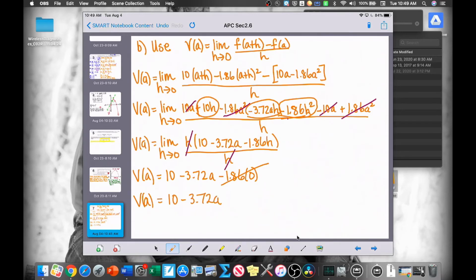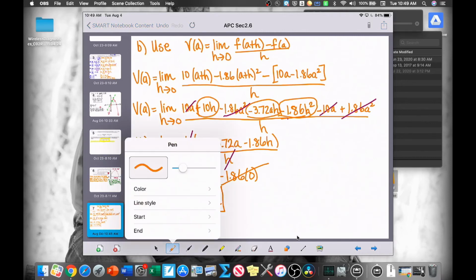So this gives me an equation for the velocity of my rock at any point t equals a on my curve, okay, which is useful because if I wanted to find the velocity when t equals 1, when t equals 2, when t equals 5, I would definitely want to just find this equation, and then I could just plug those different values in for A.